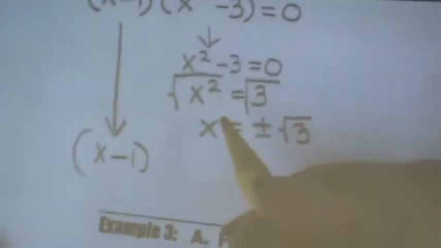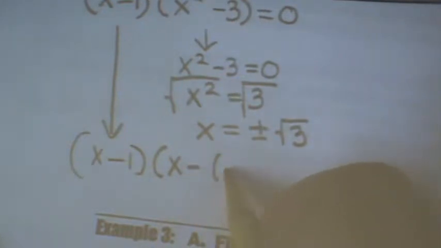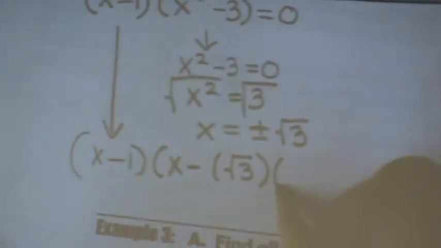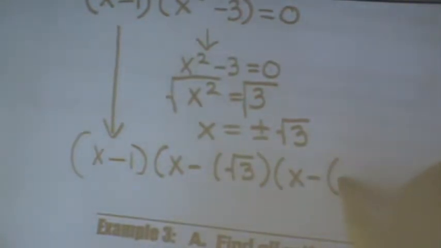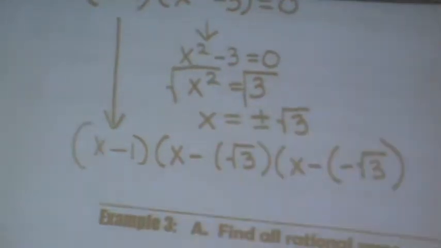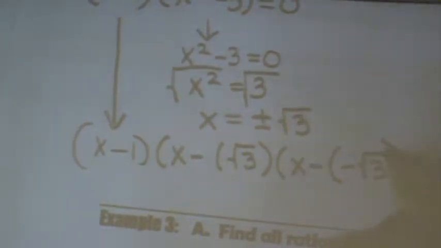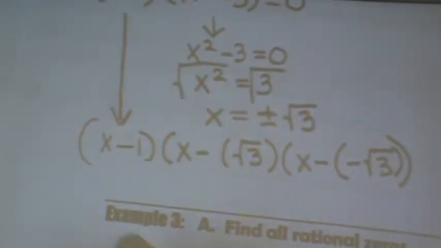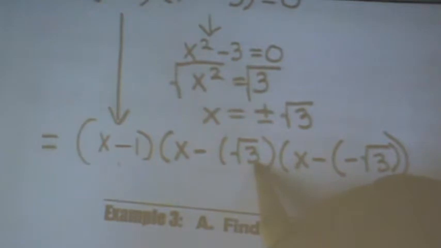So, how do you write this in factored form? You're going to have x, bring down your x minus 1, that's this right here. And now how do you incorporate these? You're going to write x, it's always the opposite of your zeros. So x minus the square root of 3, and x minus negative square root of 3, in other words, plus the square root of 3. So this is in factored form. We factored it completely. What are the rational zeros? The rational zeros would be 1, and the irrational ones would be square root of 3 and negative square root of 3.